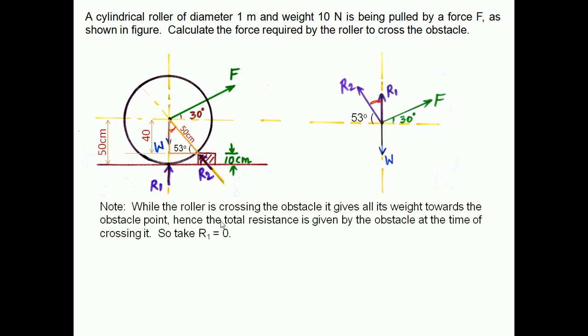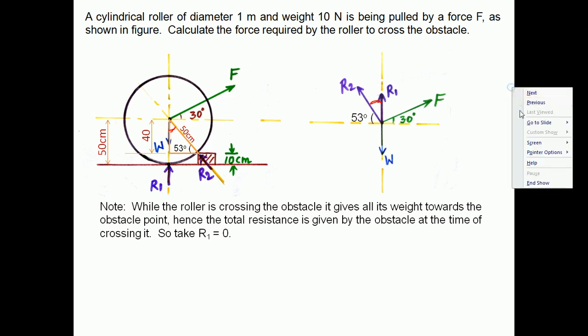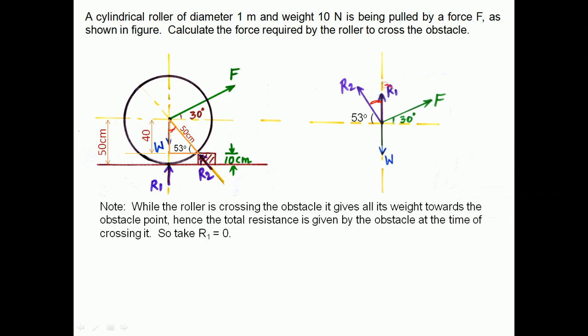see, there is a note for this particular problem. Already in the starting I told you, when the roller is crossing the obstacle, it gives all its weight towards the obstacle point. Hence the total reaction force is given as resistance. The total reaction force will be given by the obstacle only. By the floor at R1, there will be no reaction force. There is a logic behind this problem. So you can take R1 as 0. If you take R1 as 0, this R1 force will not exist. So now there are 3 forces. You can solve by either Lami's theorem or by equations of equilibrium.